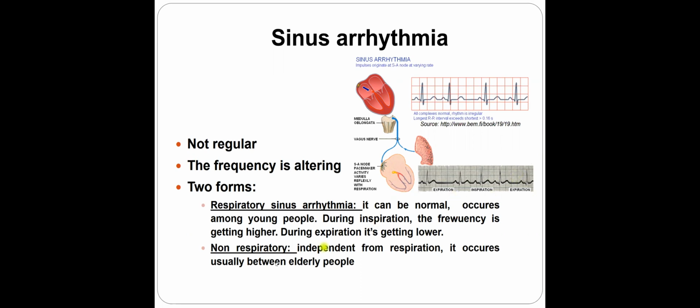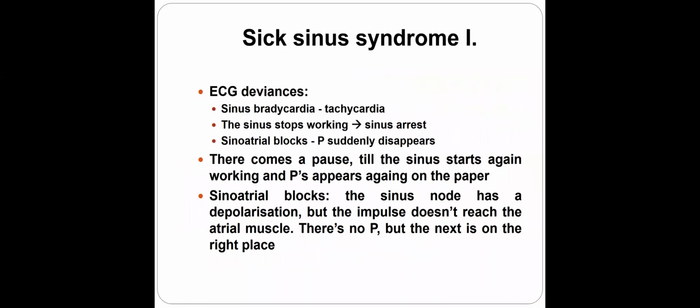Another one, usually in elderly people, can be non-respiratory, so it's not depending on respiration. These 2 kinds of sinus arrhythmias can occur. Now, another thing, and it's a bad situation, is called sick sinus syndrome, when the sinus is sick. Usually we have a tachycardic, bradycardic period, so bradycardia alternated with tachycardia. Sometimes the sinus impulse formation is stopped, so sinus arrest. We can have a block as well when the P suddenly disappears.